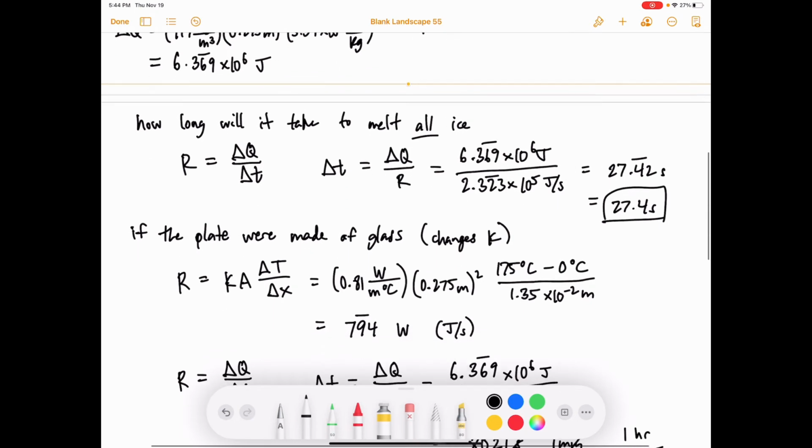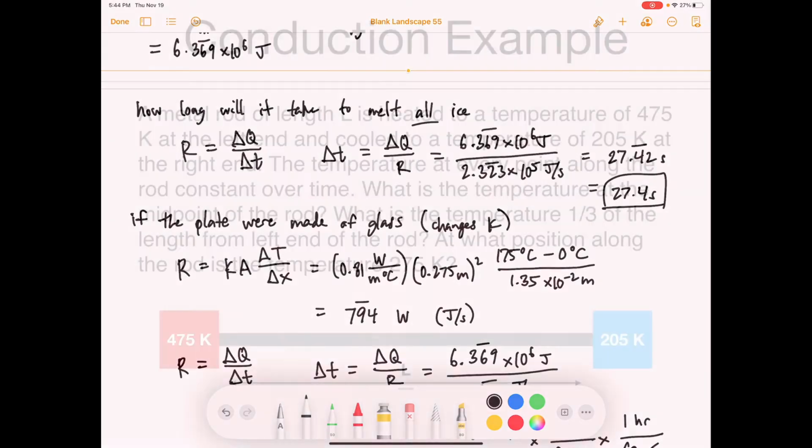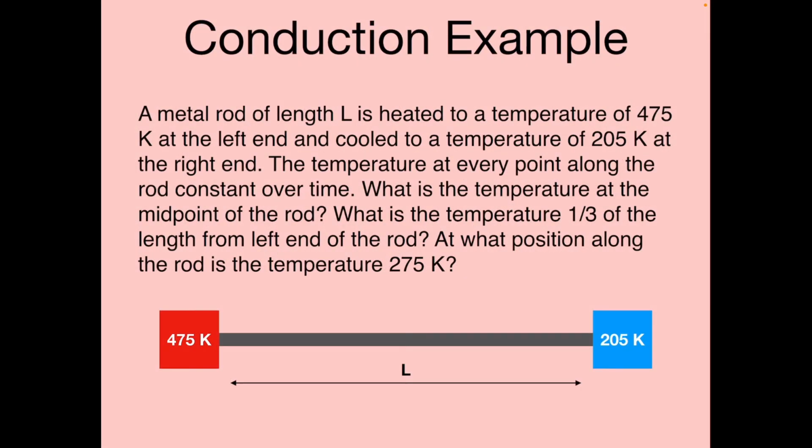If we're using a metal like aluminum to conduct the heat, it only takes about half a minute to melt all this ice. That's what we found. And let's do one more example.